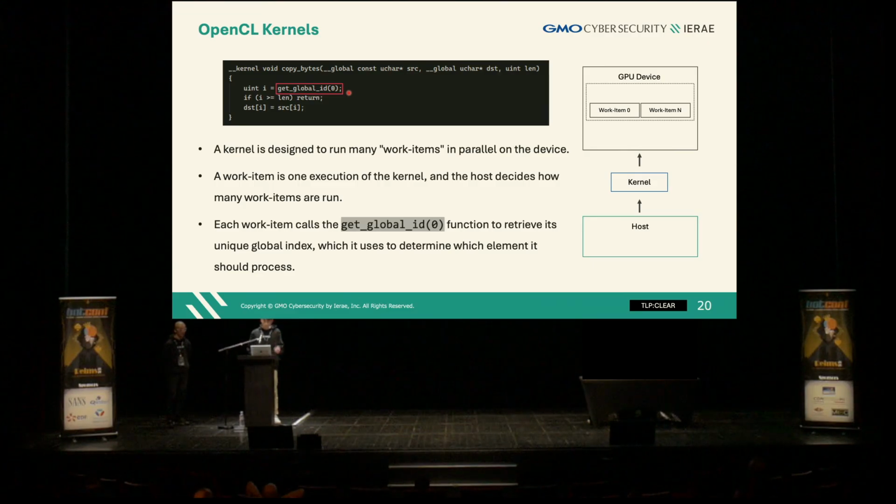Let's say we call get global ID, and it returns index 0. Well, that will write to destination 0. But in parallel, another kernel could be executing, and that could also make this call and write to destination 1, and so forth. So what this means is the GPU can execute many of these work items in parallel on the device and do it incredibly quickly.